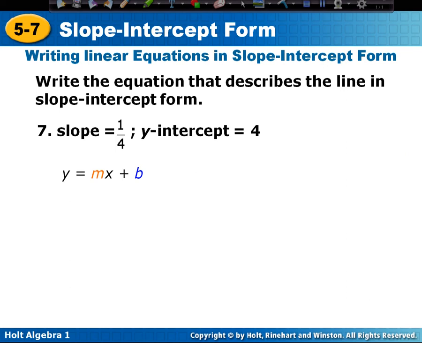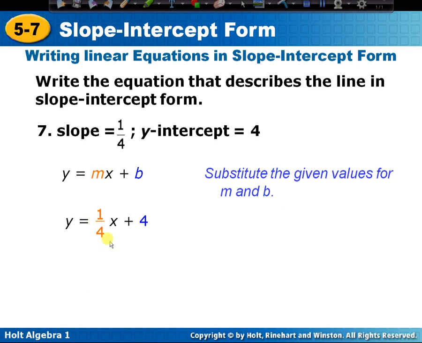The y and the x stay exactly where they are, exactly like they are. So we're simply plugging in our m, our slope for m, so 1/4 for m and 4 for b. So you need to write the problem, y equals mx plus b, and then the final equation with the information plugged in. Make sure you have that down before you move on. Y equals 1/4 x plus 4.